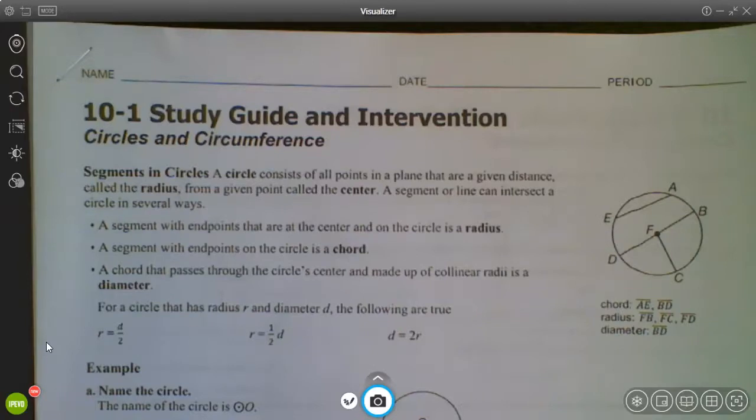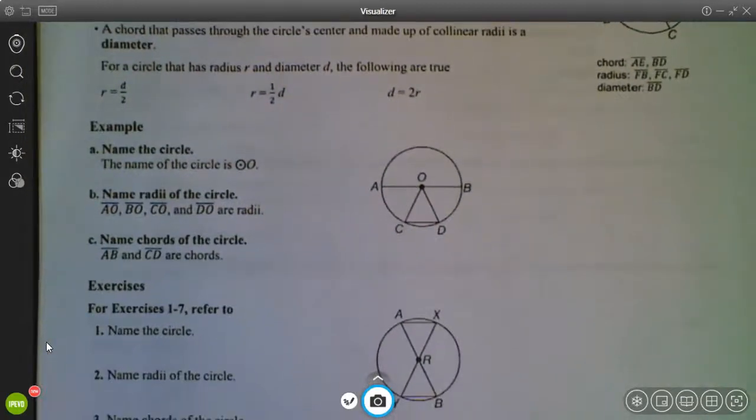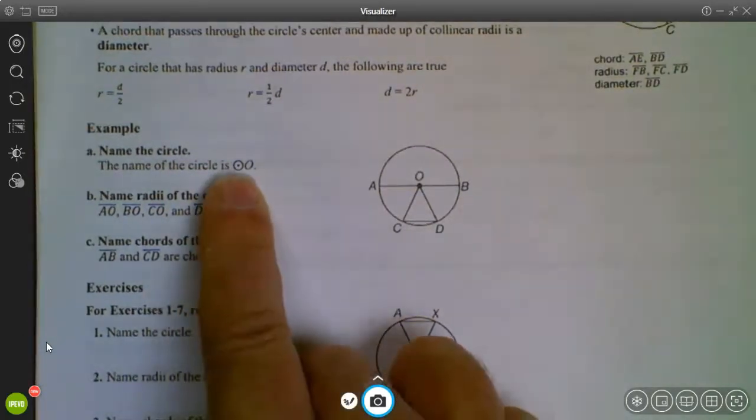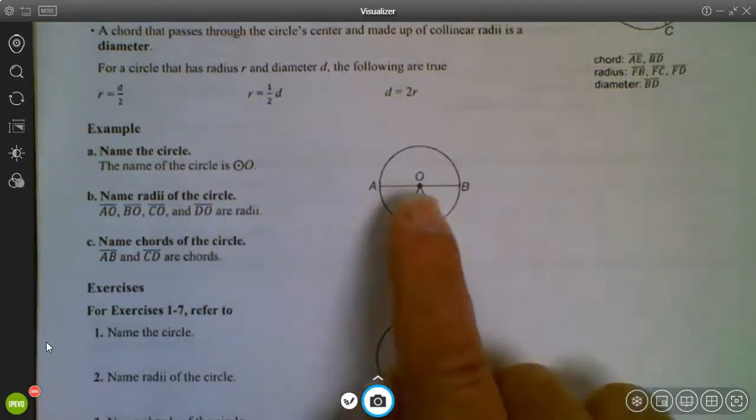If you were ever asked to name DB, it would not be wrong to name it as a chord, but we always want to be as specific as possible, so it's more specific to call it the diameter. We would want to give it that title. All right, let's go through and identify a couple things. Here's the other thing that you're going to see quite a bit of throughout this chapter: this notation right here. Anytime you want to name a circle, they always name it by whatever the center point is.